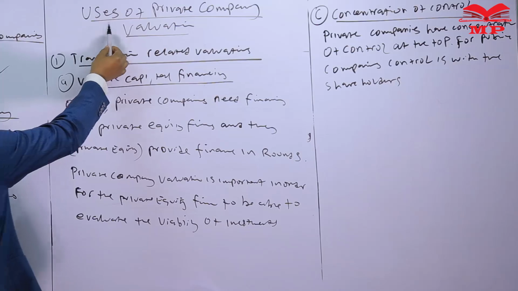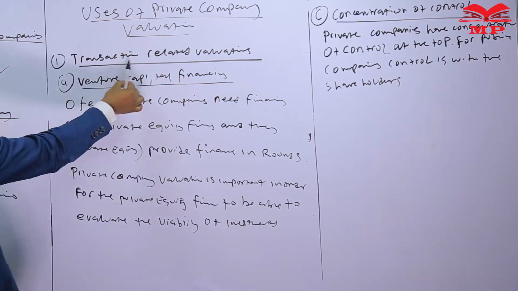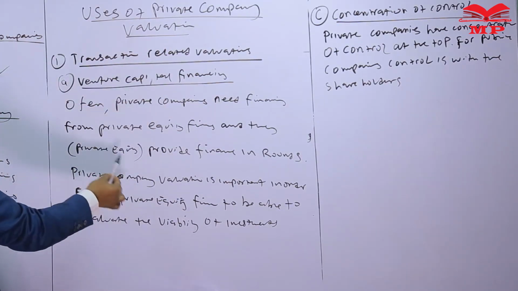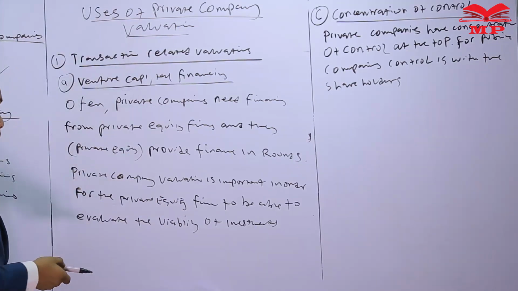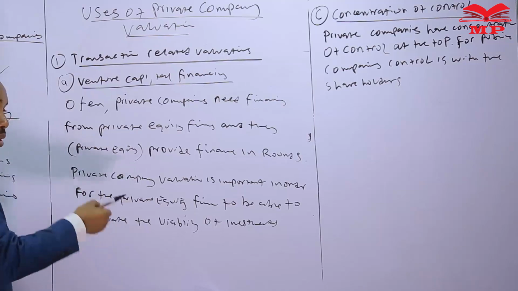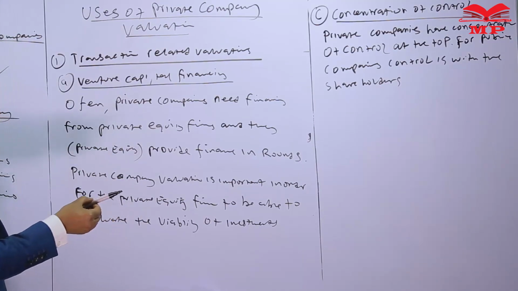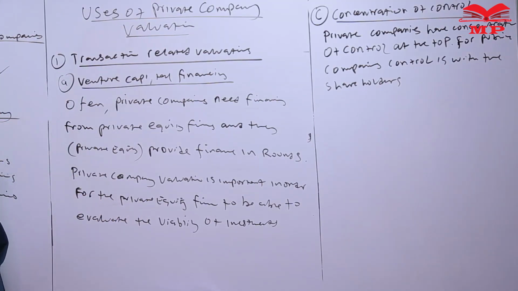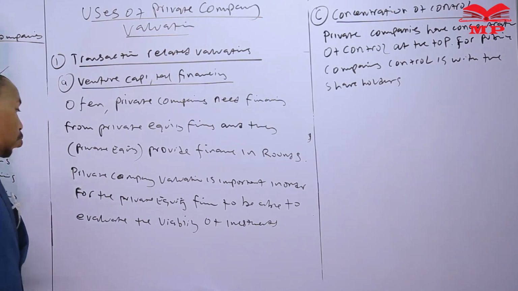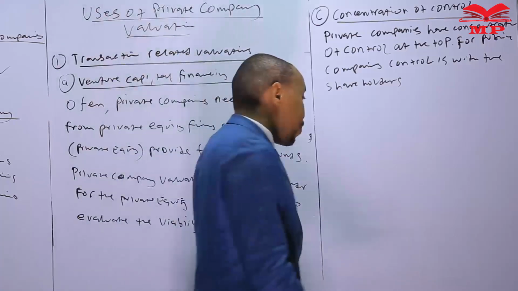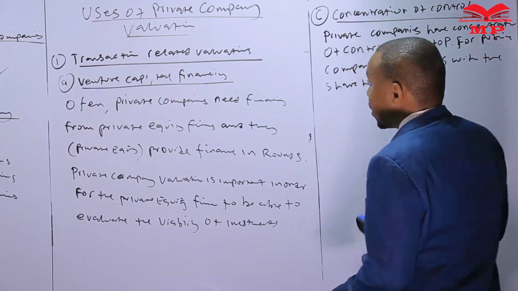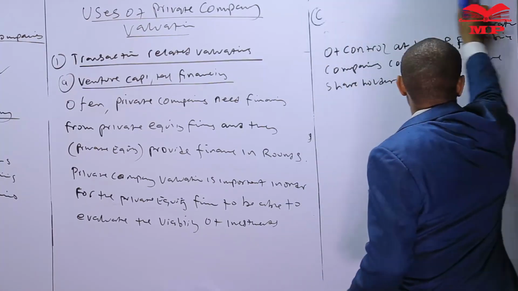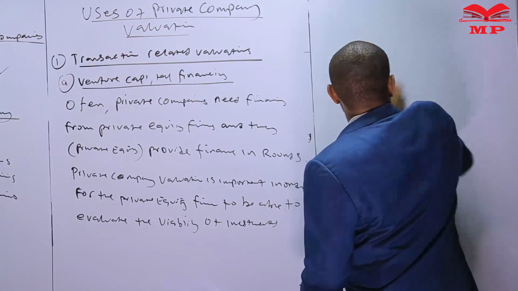We're saying we're looking at the uses of private company valuation, transaction related valuations for purposes of private equity firms to provide financing to private companies, and they usually do that in form of rounds, either the first round, the second round after 3 years, and the third round maybe say after 6 years, like that. So private company valuation is important in order for private equity firms to be able to evaluate the viability of their investments.